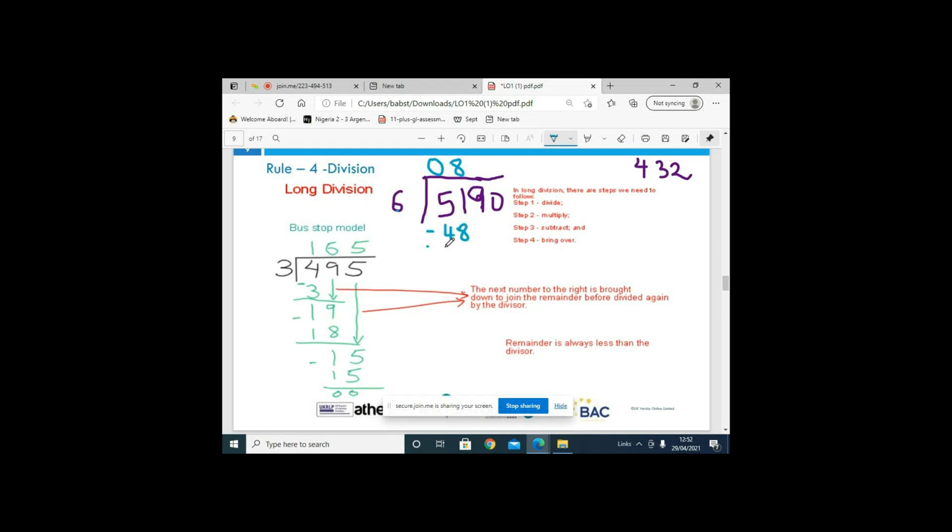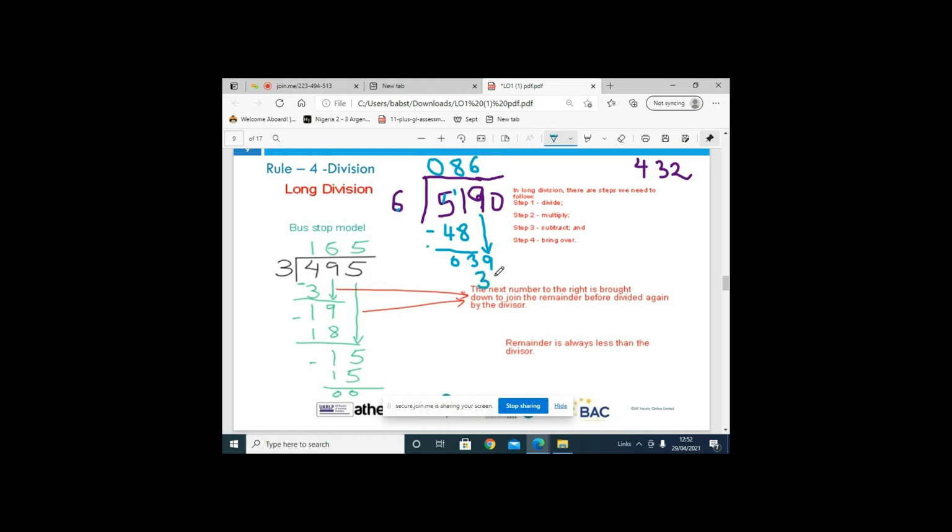Then you take it away. When you take this one away, as I told you before, cross this one out. 51 minus 48, that's going to be 3. So it's going to be 0, 3. Then you bring this 9 down. So what is 39 divided by 6? That's going to be 6, because 6 times 6 is 36.